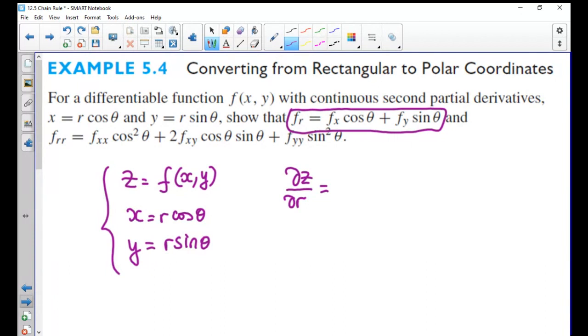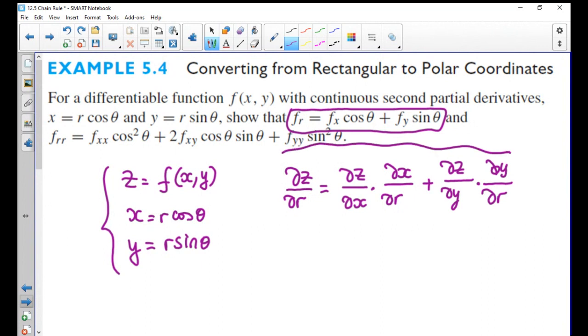By the chain rule, I can use the chain rule again. So it's going to be dz over dx multiplied by dx over dr, plus dz over dy multiplied by dy over dr. So this is what the chain rule says, and then I need to apply it.